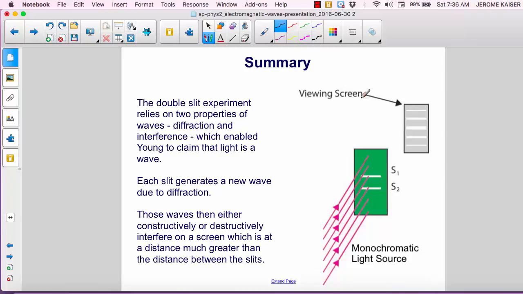Here's a summary of what we know from the double slit experiment. It relies on two properties of waves, diffraction and interference. These together enabled Young to claim that light is a wave. Each slit generates a new wave due to diffraction, and those waves either constructively or destructively interfere at the screen, which is at a distance much greater than the distance between the slits.